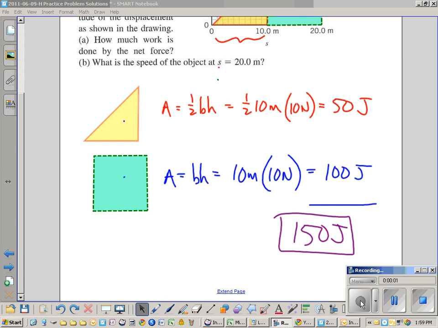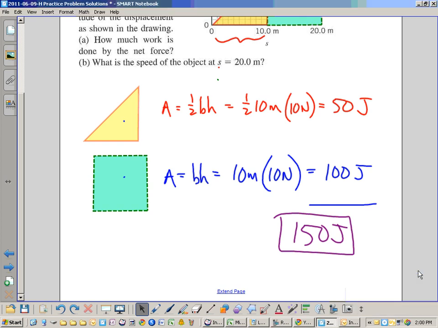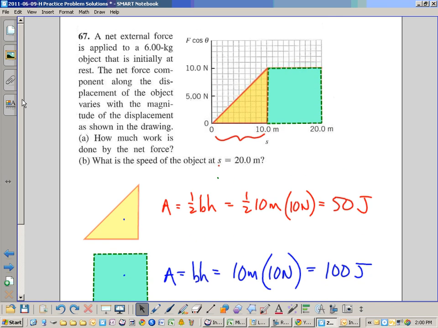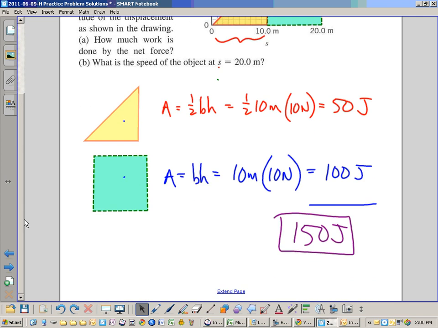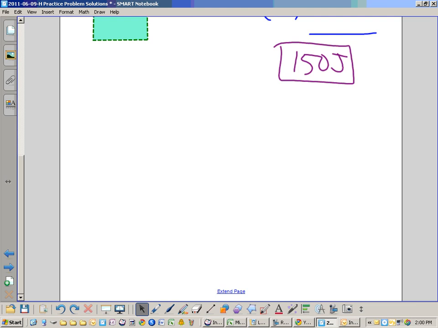So now we're doing part B. Part B asks, what is the velocity of this object going to be, which has a mass of 6 kilograms? What's the speed of the object at 20 meters? That's where we were when we found the energy. So we know it's 6 kilograms, and based on that, it'll be simple enough for us to find.